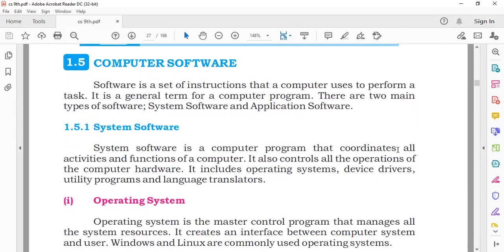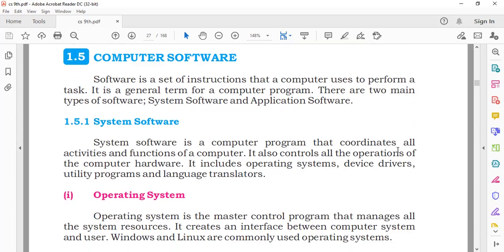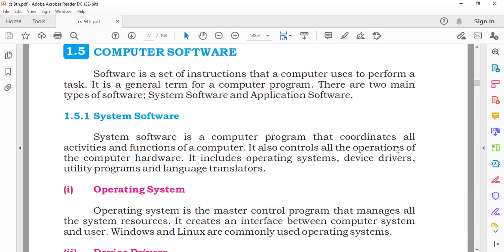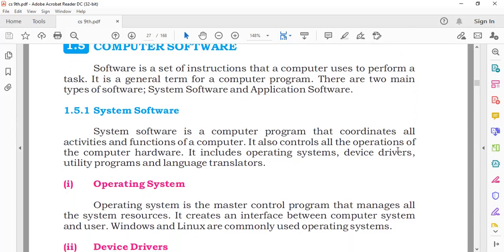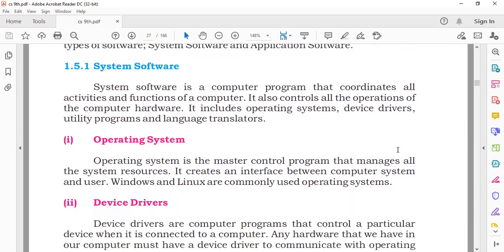So now I guess it's about computer software. What is computer software? Computer software is a set of instructions for a computer which is used to perform any task. It is a general term for a computer program. There are two main types of software: one is system software and the other is application software. First we will elaborate on the system software in more detail.